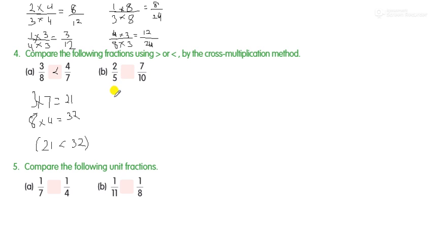Now here 2 by 5 and 7 by 10. 2 into 10 and 7 into 5. So 7 into 5 is 35. Now here 20 and 35. So 20 is less than 35. So put a less than sign.